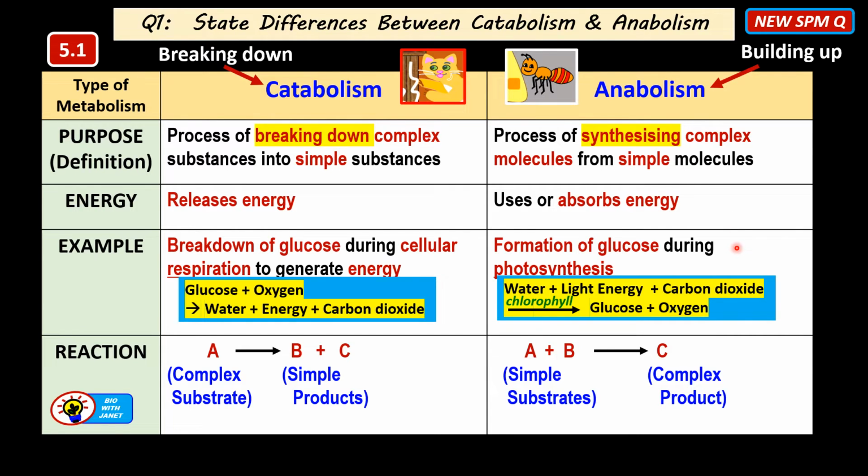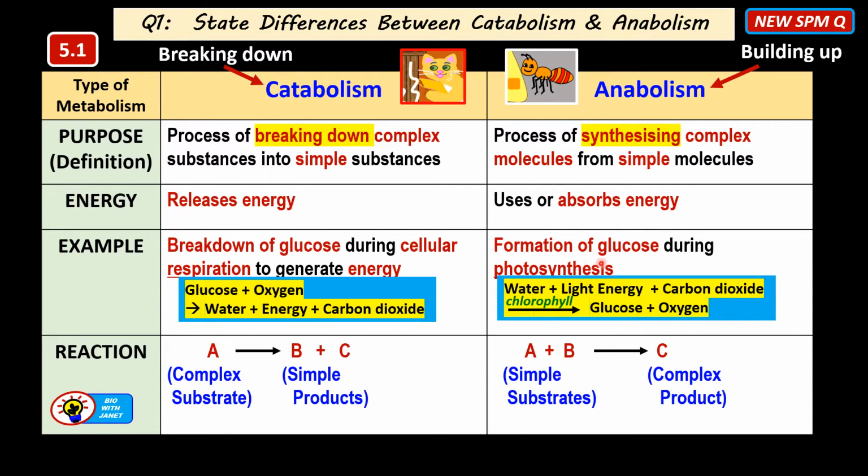Next example is the formation of glucose during photosynthesis, which is about the opposite of respiration. In photosynthesis, green plants absorb light energy and use water and carbon dioxide to form glucose and oxygen. The chlorophyll is used to absorb the light energy. Here we see the simple molecules are water and carbon dioxide, and they are used to build glucose. Something is synthesized.